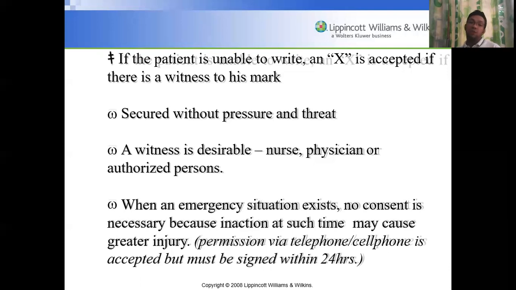Permission via telephone, cell phone is accepted, but must be signed within the next 24 hours. Now, let's say, for example, the patient is unconscious and there are certain contacts that you can find in the patient's wallet. They need to be called immediately to inform the immediate family members what has happened and for them to agree with regards to the surgery. But if there are no family members that you can contact, they need to do this immediately without an informed consent.